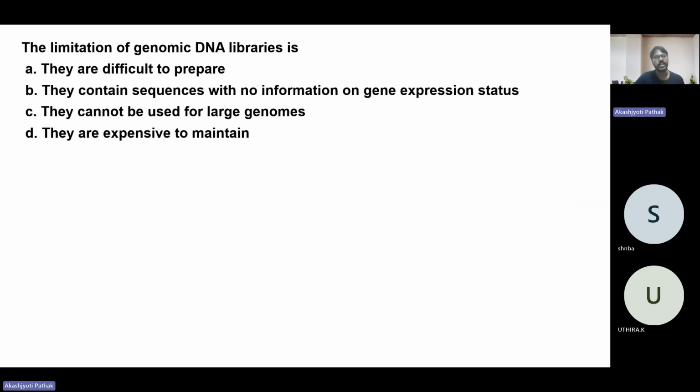so what are the options? They are difficult to prepare. They contain sequences with no information on gene expression status. They cannot be used for large genomes. They are expensive to maintain. So what will be the option? Correct option. So what is the main limitation of a genomic DNA library is that your genomic DNA library will contain both coding and non-coding regions of the DNA.